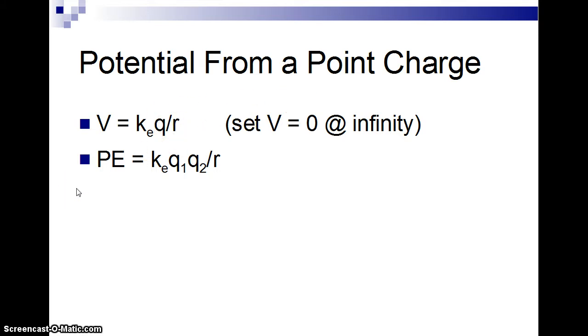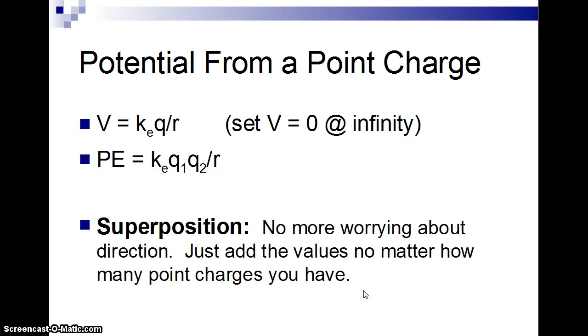And then if you have 2 point charges, the potential energy to bring them together, to set that up, is k q1 q2 over the distance between those 2 charges. If you have more than one charge, you'll just have to add more and more potential energy terms. When we're talking about superposition here, instead of adding vectors where you have to worry about trig and finding the angles, Pythagorean theorem, you just add the values. No matter how many you have, you just keep adding them up.